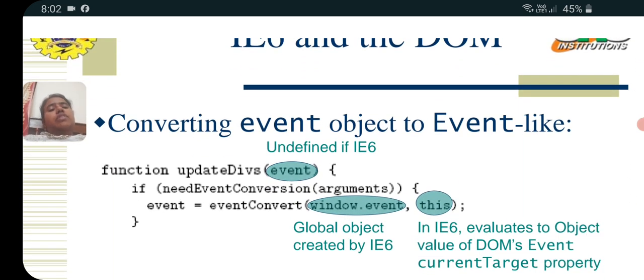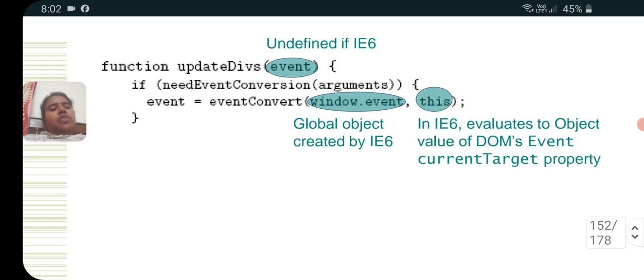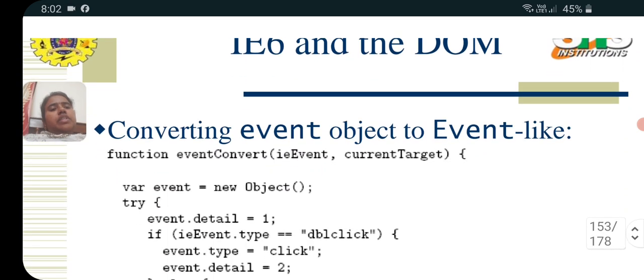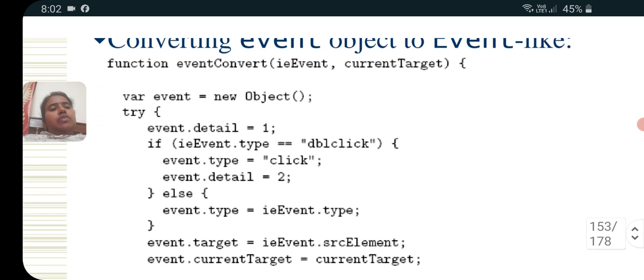IE6 and the DOM. Converting event object to event-like. So undefined if IE6, so event is window.event. This here is the global object created by IE6. In IE6 it evaluates to the object value of the DOM's event currentTarget property.